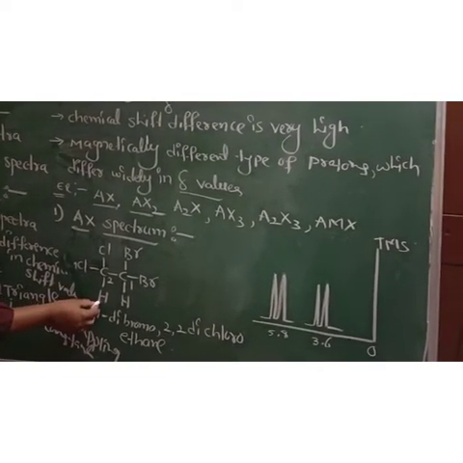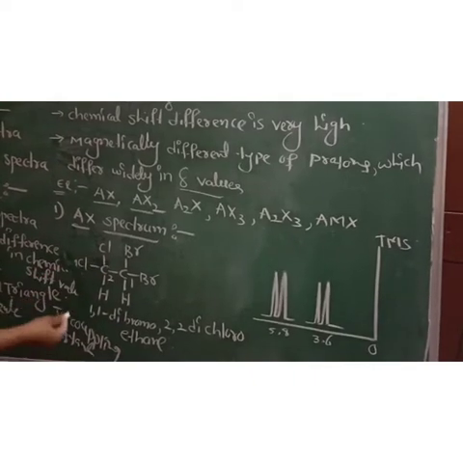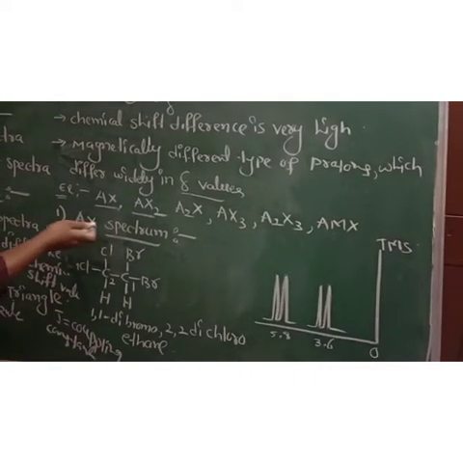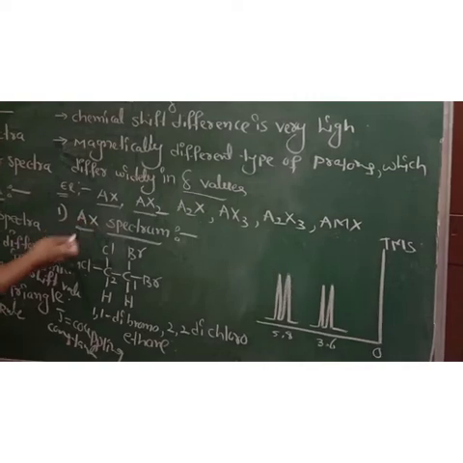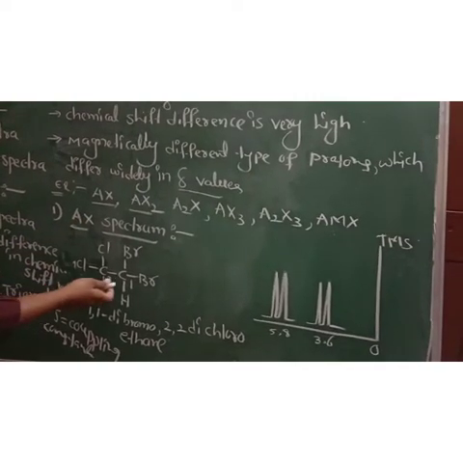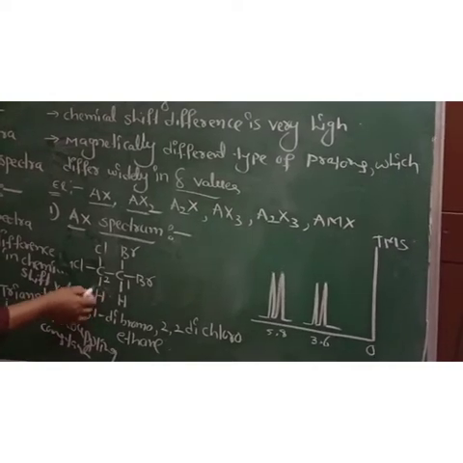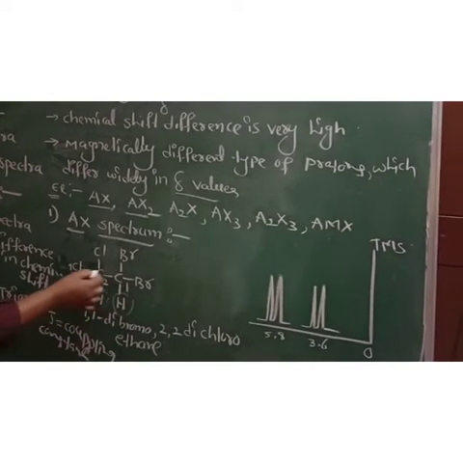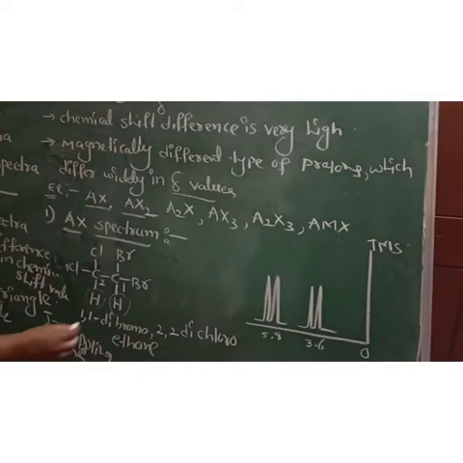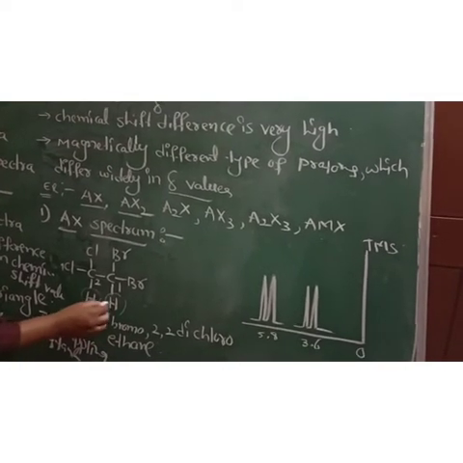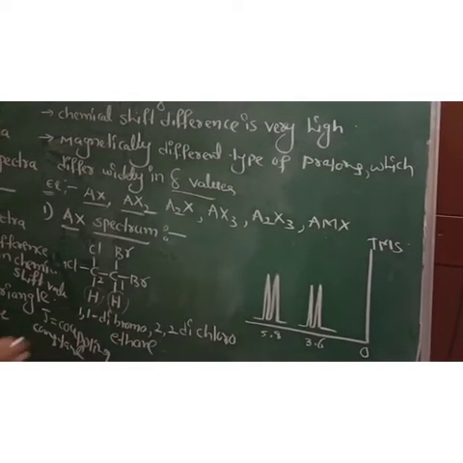So first we want to identify how many types of protons are present. Already in this spectrum, two different types of protons are present, right? Two different means what? Here this proton is one type of proton and this proton is another type of proton, due to completely different connectivity. So these two protons are completely non-equivalent protons.